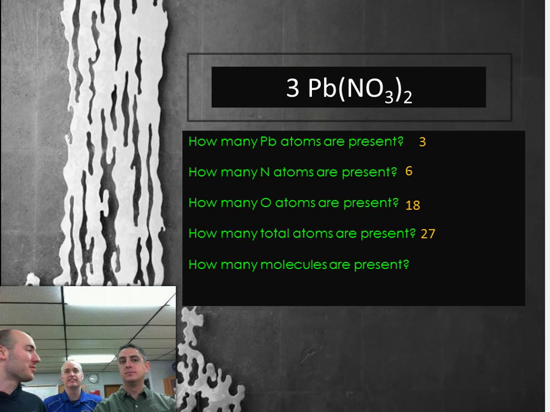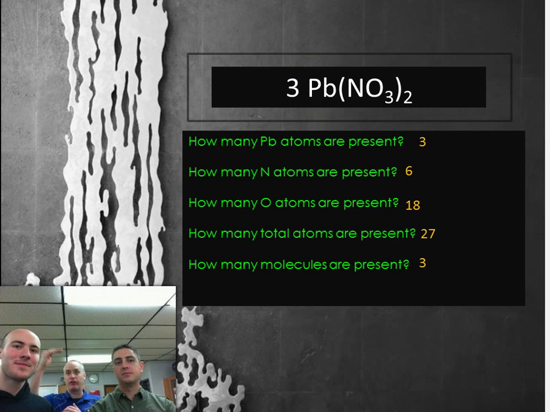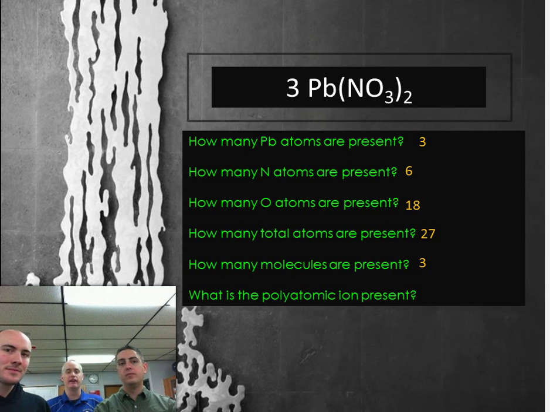How many molecules are present? What's the number in front? The big number? 3. So that says that we have 3 separate Pb(NO3)2 molecules. Right. I get it. Okay. That's not so bad.